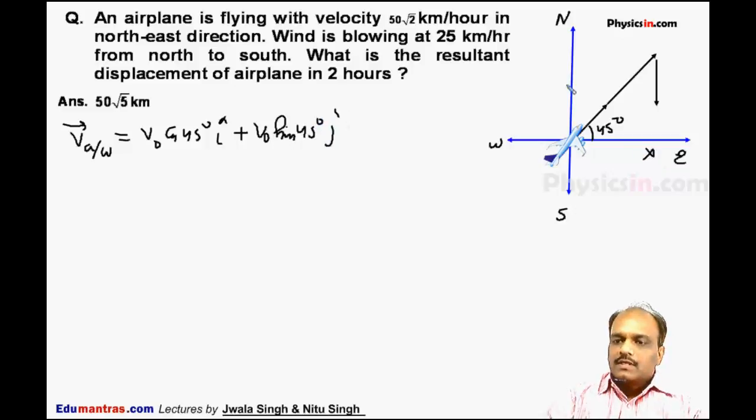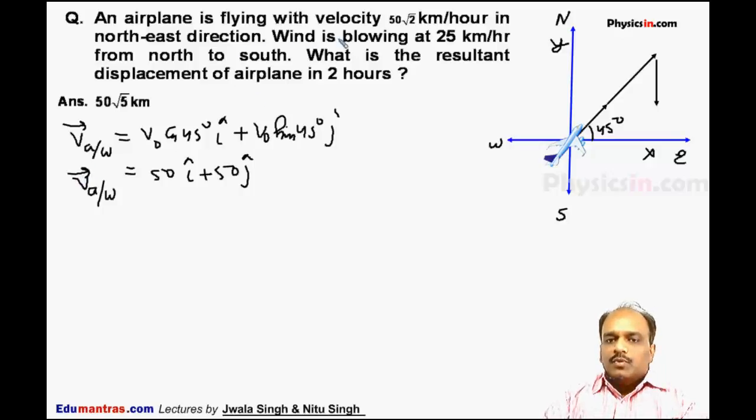Let this be x axis and y axis. We know the air speed of the plane is 50 root 2. So v naught cos 45 is 50 i cap plus 50 j cap, because 50 root 2 into cos 45, which is 1 by root 2, so root 2 will cancel out and we get 50, and this is also 50. This is the velocity of aeroplane with respect to wind. Wind is blowing at 25 km per hour from north to south.